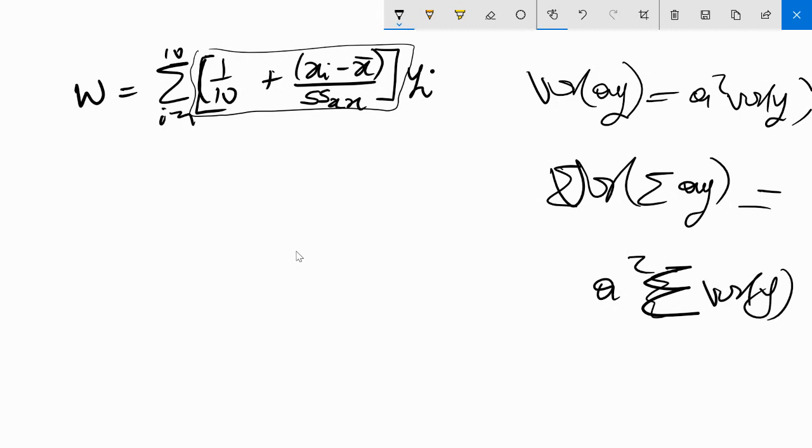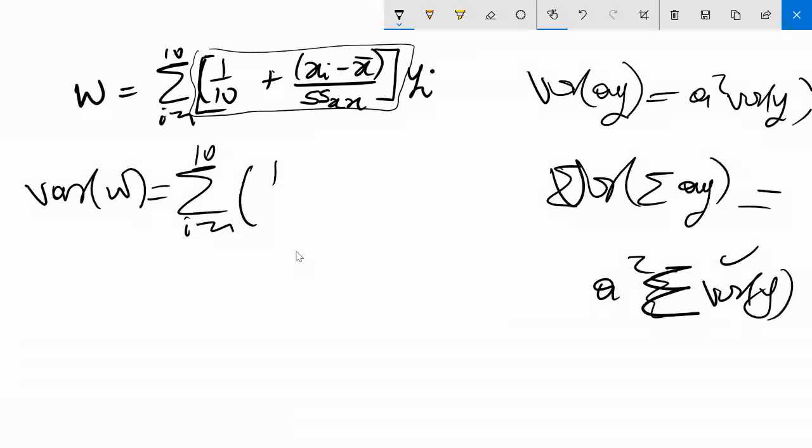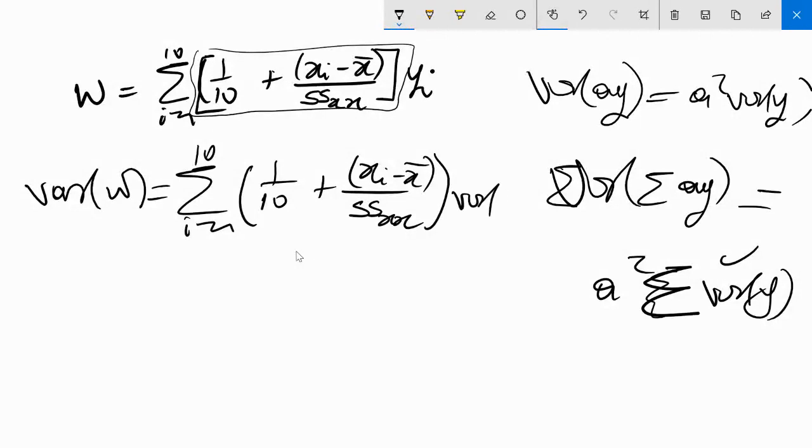So we are going to apply that here, which means the variance of W is going to be, applying this, this is a constant, so we are squaring it. It's going to be a squared. So we're going to square this constant, times SS xx, the variance of y.